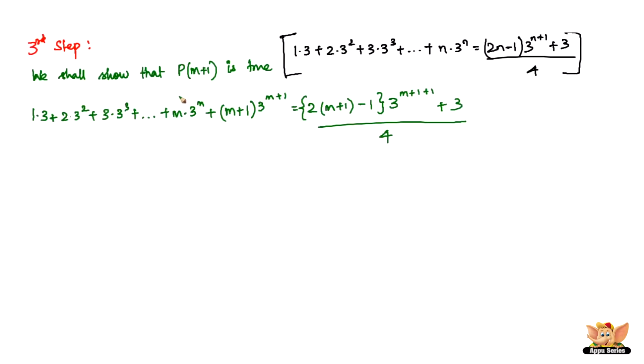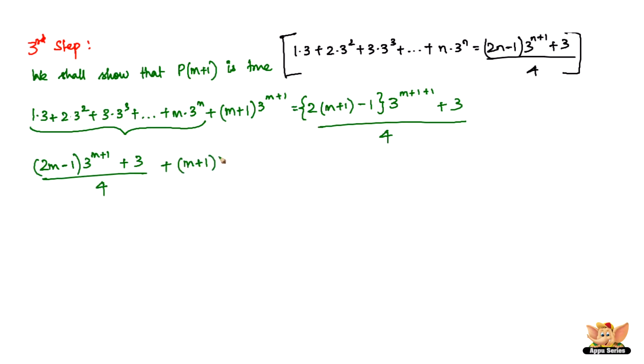Now what we are going to do in the next sheet is replace this entire thing, right? Because this whole thing was equal to this, but in the place of N it was M. So that's what I'm going to do here. So this was equal to 2M minus 1 times 3 to the power M plus 1 plus 3 divided by 4, and then I'm going to continue here, plus M plus 1 times 3 to the power M plus 1.